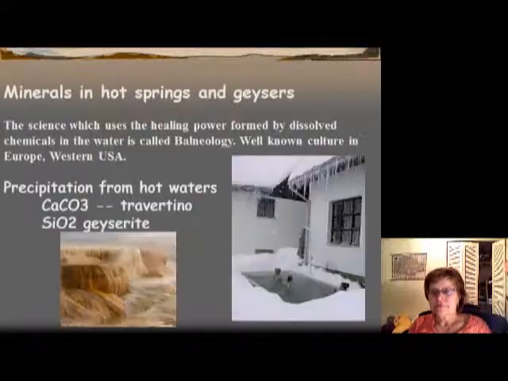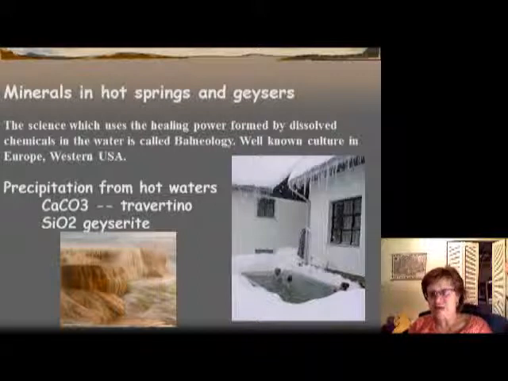Now, the other thing is when you have hot springs, I told you already that usually in hot springs there are a lot of dissolved elements, and as the water comes to the surface, it cools down and won't be able to keep all those elements in solution. So there will be a lot of mineral precipitation around the hot springs or geysers. If you have calcium carbonate precipitation, we call it travertine, or freshwater limestone. And if it is SiO2, which means quartz, then it's called geyserite.